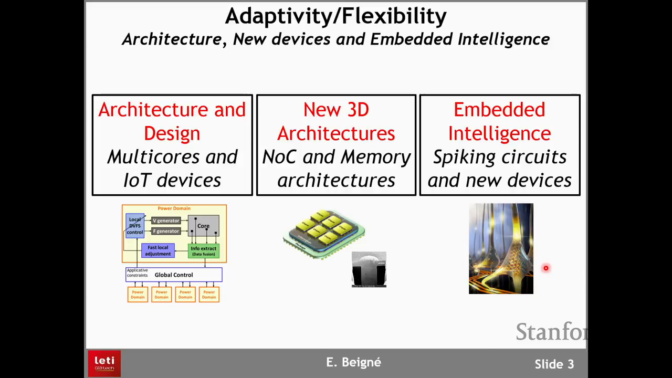I'll show you how we can increase the performance there. And the third part of the talk is really dedicated to embedded intelligence. So what does it mean to get inspiration? I don't want to mimic the brain, but I'd like to get some inspiration from the brain to have adaptive circuits and using new devices. So the first part is dealing with architecture and design.